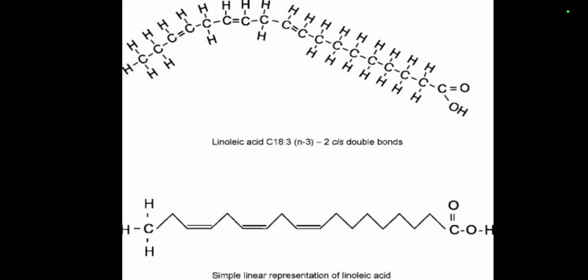So as you can see, in the linoleic acid, we have 2 cis double bonds because we have found 2 double bonds here. 1, 2, and 3. So we have 2 cis double bonds, and in the simple linear representation of linoleic acid, it can be found as 2 or more double bonds. Okay, so that's why it's called 2 cis double bonds, because polyunsaturated has already attached with 2 single bond.